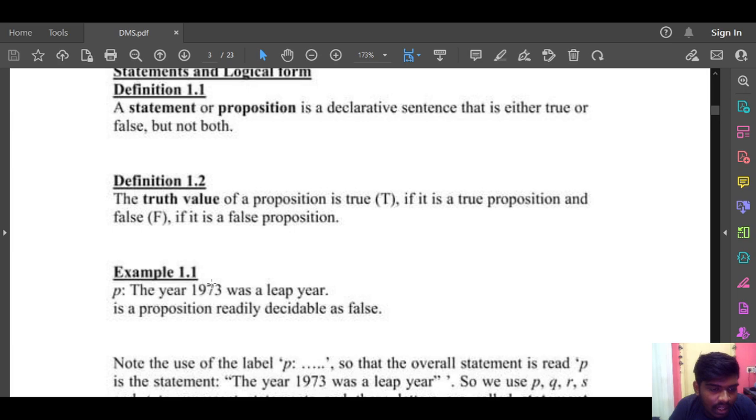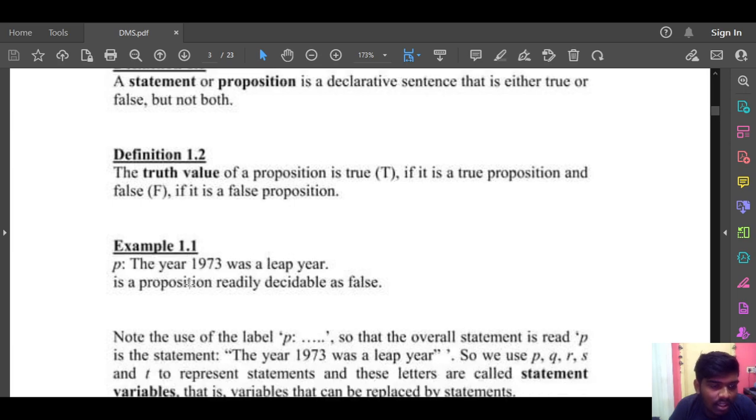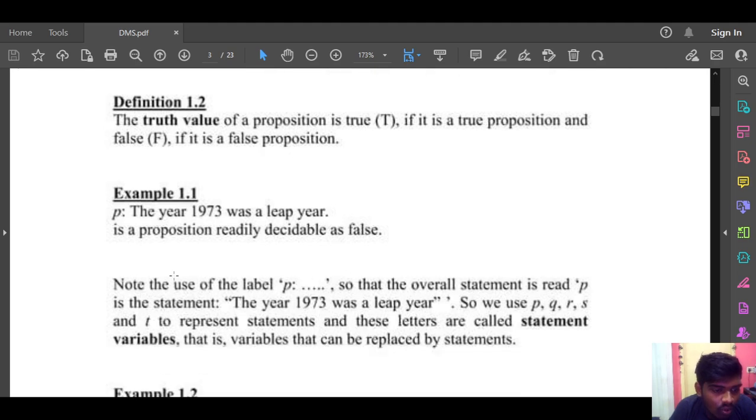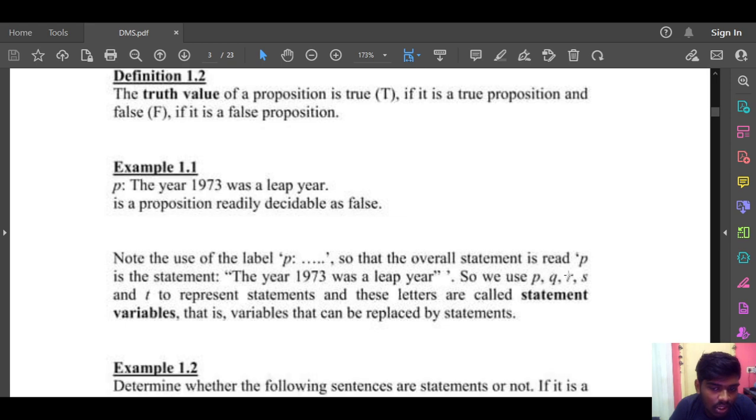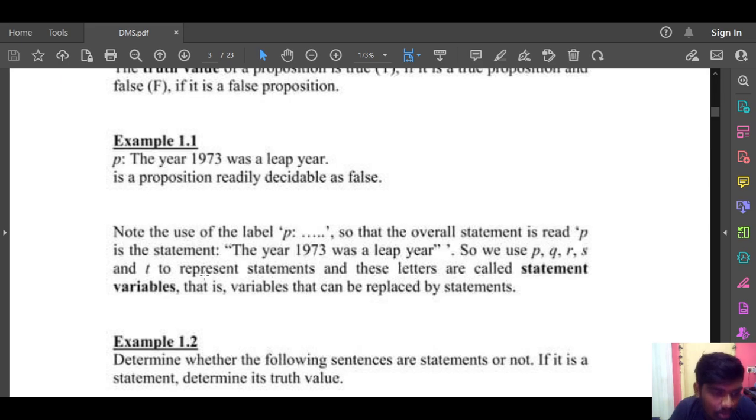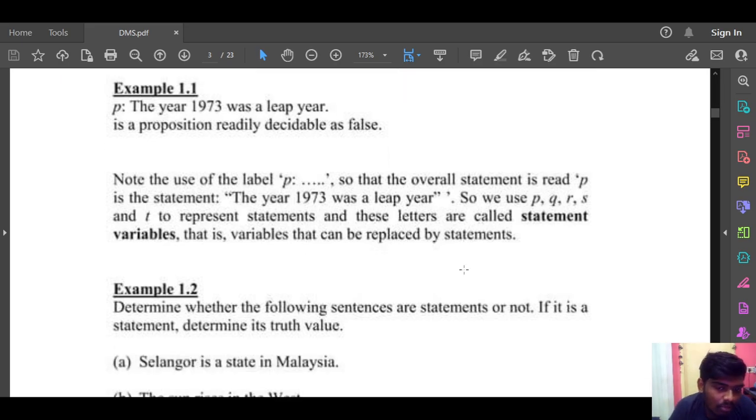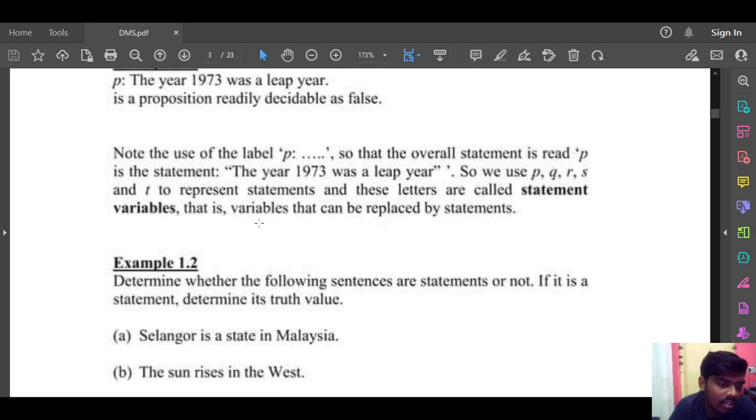Example, the year 1973 was a leap year is a proposition readily decidable as false. Note the use of a label, so that the overall statement is P. The year 1973 was a leap year, so we use P, Q, R, S and T to represent statements, and these letters are called statement variables, that is, variables that can be replaced by statements.